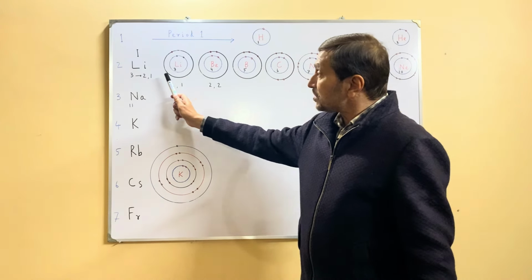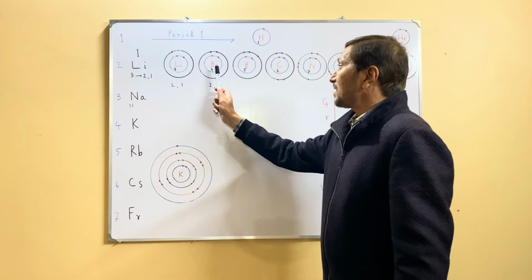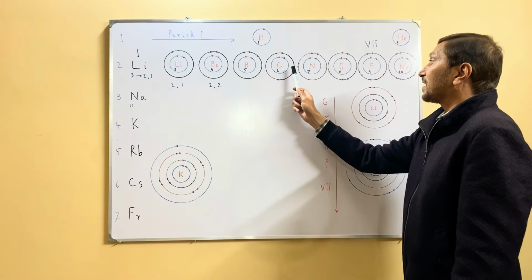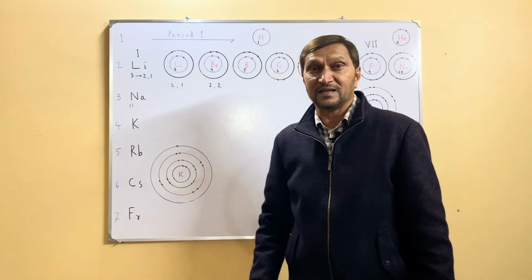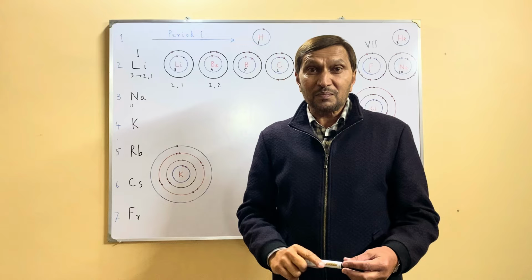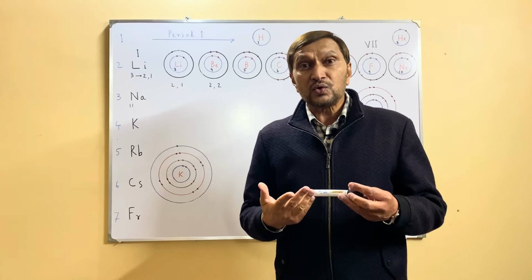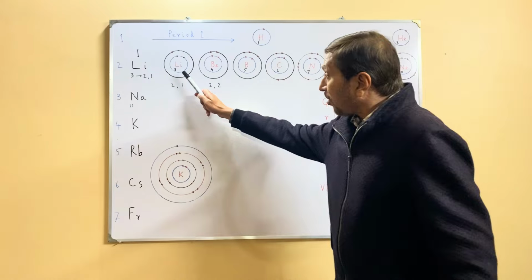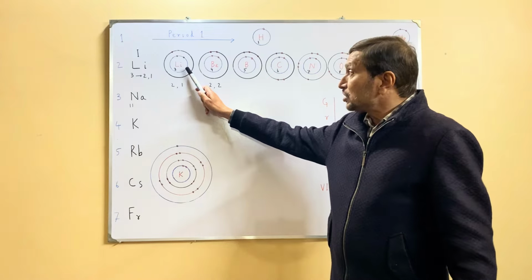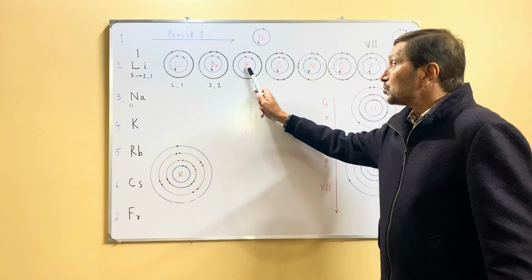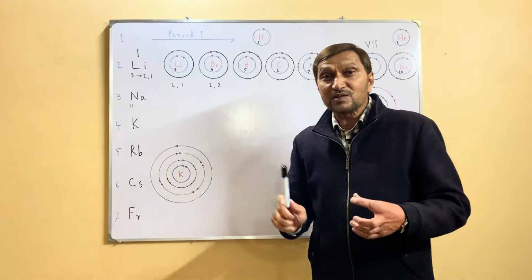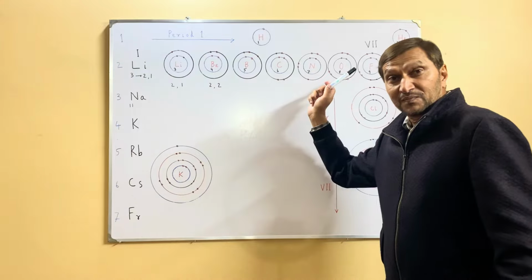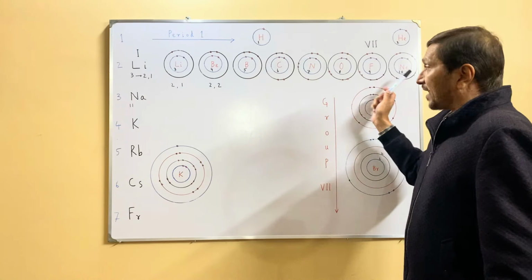While in period number 2, lithium, beryllium, boron, carbon, nitrogen, oxygen, fluorine, and neon are there. Why are these elements placed in period number 2? The reason is that all of these have two shells in total. So we can see here in the diagram all of them are having two shells.